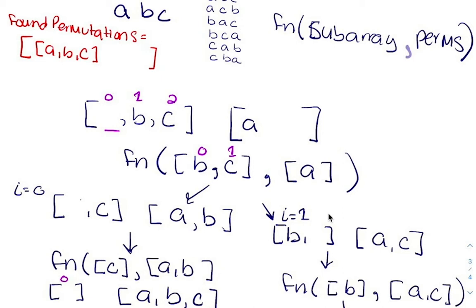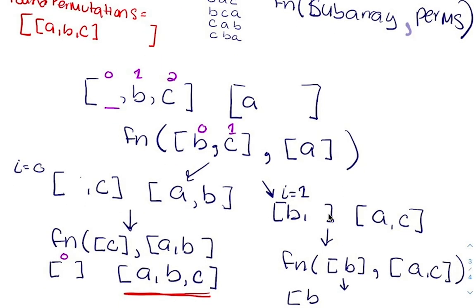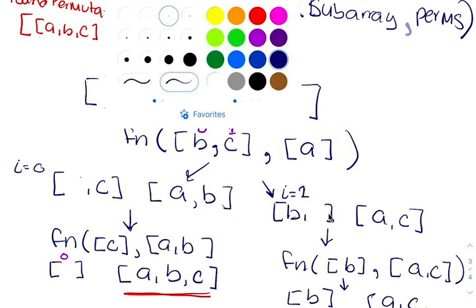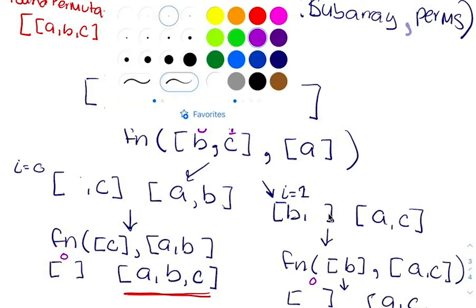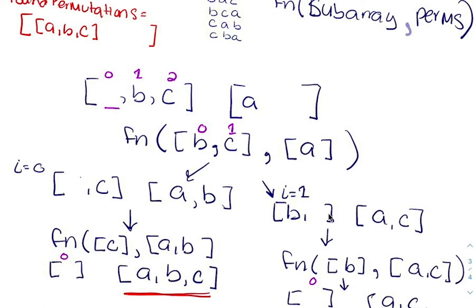So at this point, we're going to take the element in B and our permutation array, A and C, and we're going to iterate over the subarray, but we only have one element, right? So when we iterate over this, we're going to say, okay, let's look at B, and we're going to remove this element from this array and place it inside our permutation array. So that was B.